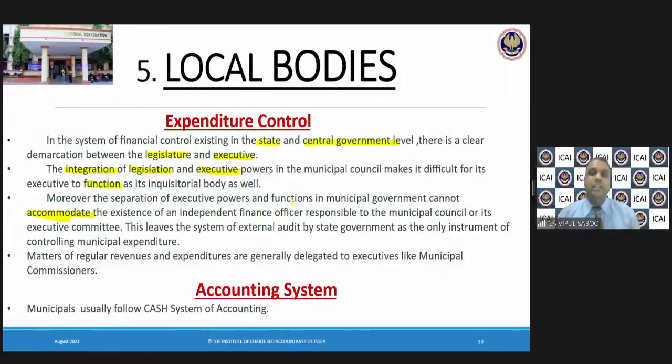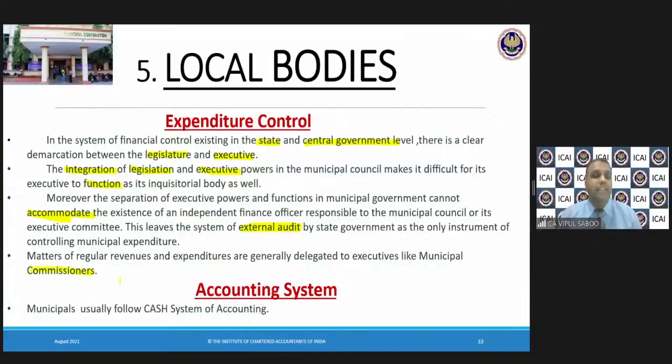So the state government, whenever it requires, has to get it audited externally. They have to get it audited externally to control the expenditure. It is known as revenue audit or the expenditure audit. Matters of regular revenues and expenditures are generally delegated to executives like municipal commissioners.